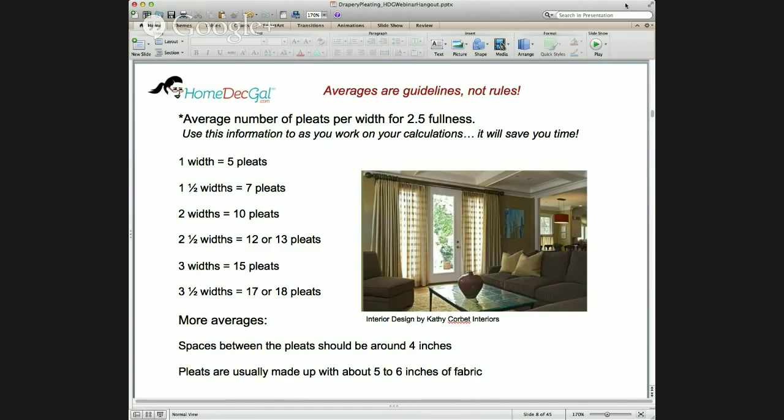A few more averages to think about while you're planning your pleats and spaces. The spaces between the pleats should be around 4 inches. Of course, this can vary based on your style, whether it's a side panel and not traversing, whether you're working with a limited amount of fabric, etc. But generally, try to get your spaces to be around 4 inches.